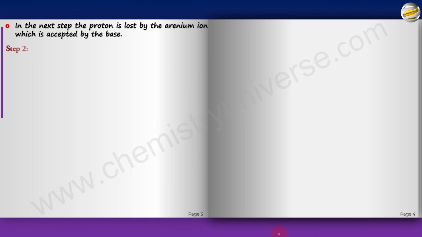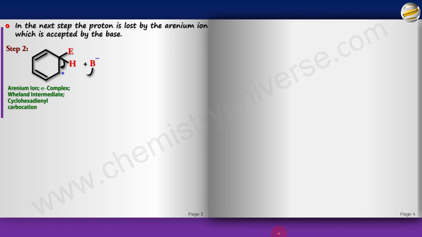Now, in the next step, the proton is lost by the arenium ion, which is accepted by the base. By the way, this intermediate is called an arenium ion. I'll just show you what other names it has. So this is the sigma complex. The proton leaves, which is captured then by B minus, and this is called the arenium ion. This intermediate is known as arenium ion. You can call it sigma complex. You can call it Wheland intermediate, and you can even call it cyclohexadienyl carbocation. Now the B minus takes the proton, and voila, you get the electrophile sitting on benzene, and the hydrogen has gone to B.